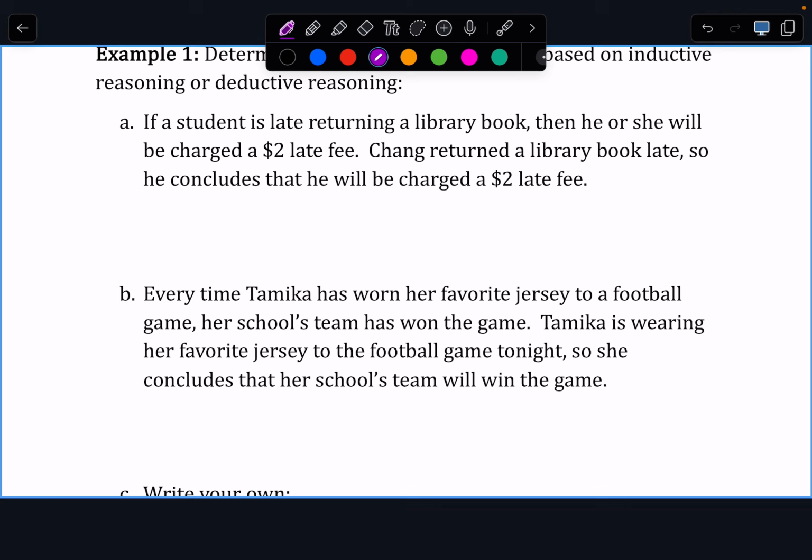Josh, what did you and Jack think about A? So when I said talk to your elbow partner, you did not talk to your elbow partner? And why is it deductive? Because if the book is late, then it's going to be true no matter what, it says a fact. Okay, this is a fact.